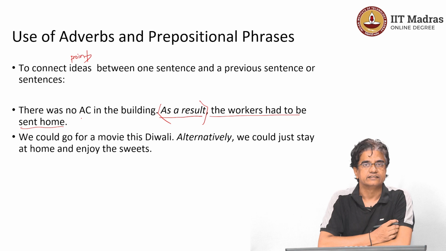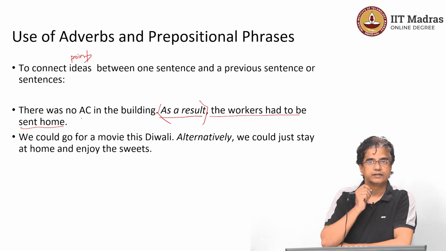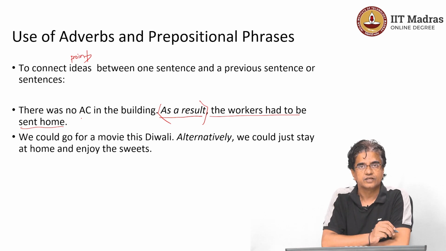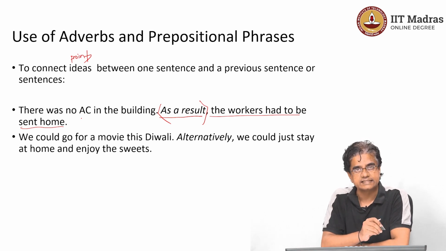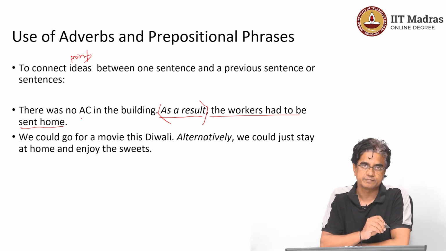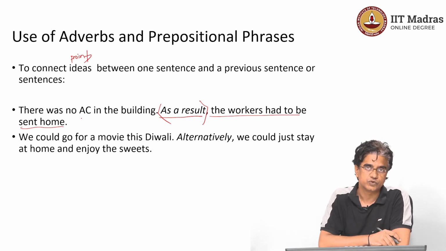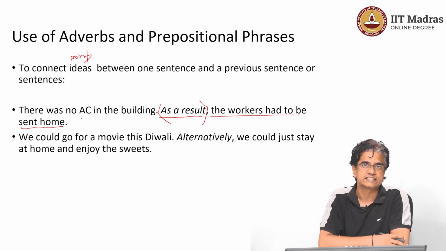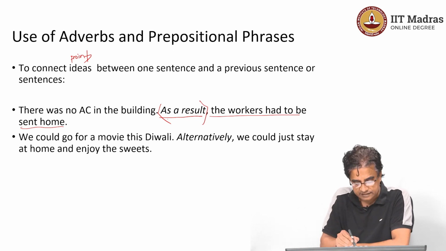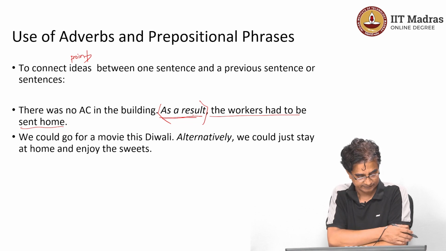When we say "as a result," we are connecting two sentences by making the previous one a precondition. That is, what we want to say in the second sentence is predicated upon the condition expressed in the previous one. So there was no AC becomes the existing condition for sending workers home. So that's the function of a phrase like this.